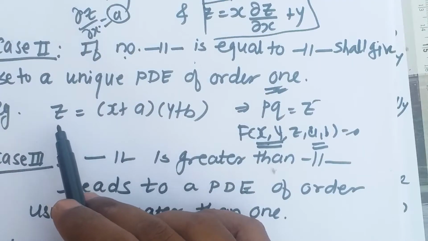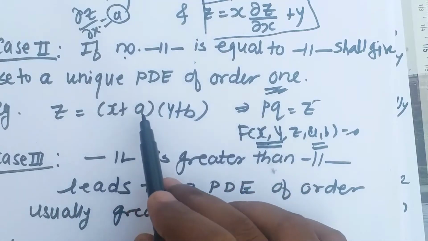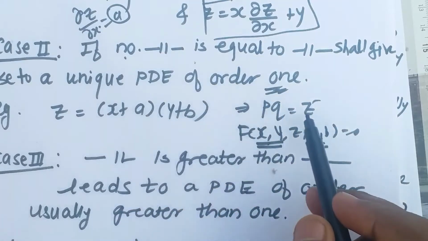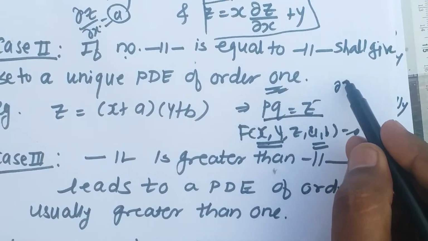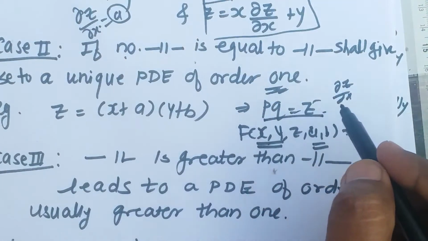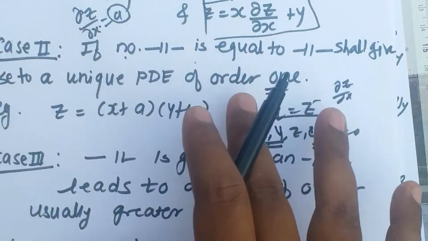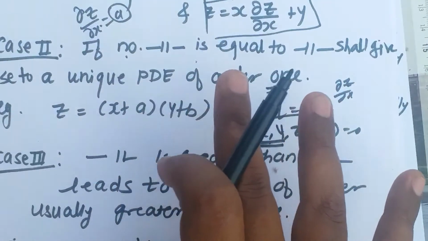One example of that type I have taken here. We have discussed some example in previous video also. z equal to (x plus a) into (y plus b). Here the number of arbitrary constants equal to the number of independent variables. So we have obtained the differential equation pq equal to z, where p is del z by del x and q is del z by del y. So it is a first order partial differential equation, and it is the unique one. You will not obtain any different partial differential equation for this case.